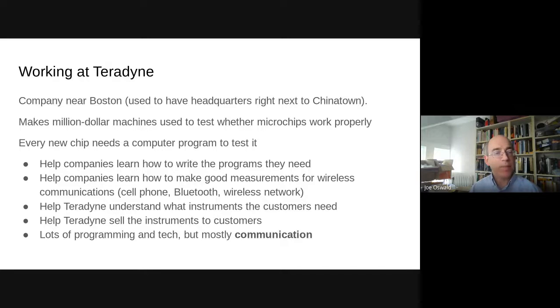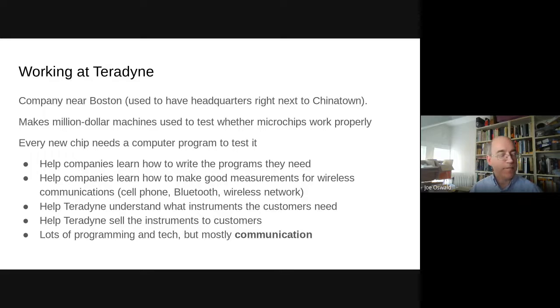And part of that was also helping Teradyne sell the instruments to customers by explaining to customers why the instruments we had were the ones that they needed. So I could help them. They understood about their computer chips, and I could help them understand how they would be tested and why the Teradyne instrument was a good way to test them.